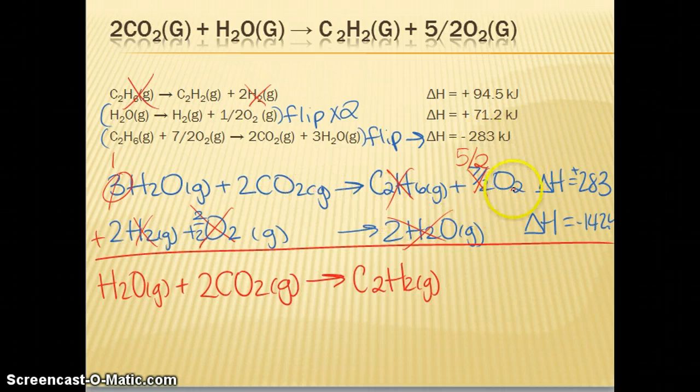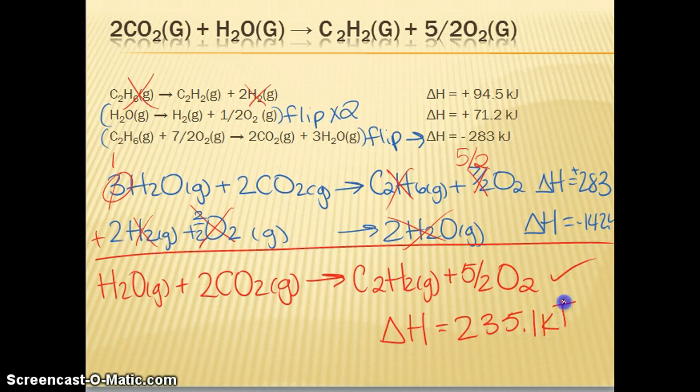And what else do I have left? The oxygen, plus 5 halves oxygen, which is what I wanted, so I know I've set it up correctly. H2O plus 2 CO2, remember that's the same thing as 2 CO2 plus H2O. So I'm going to plug this into my calculator, and I get delta H now to be 235.1 kilojoules.